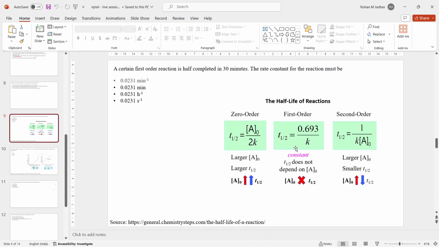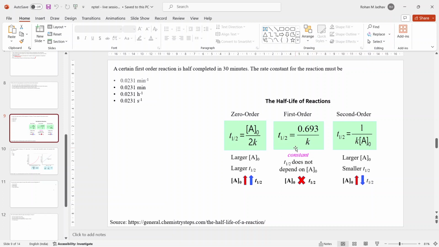So always remember that whenever you are putting t half, you have to change the concentration term also. It has to be half, half of the initial one. So that's how you do.